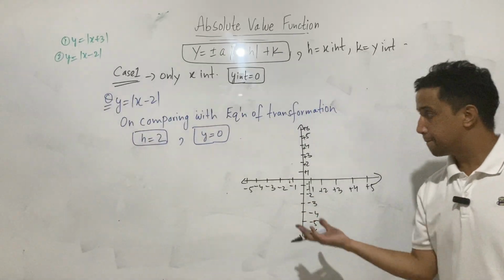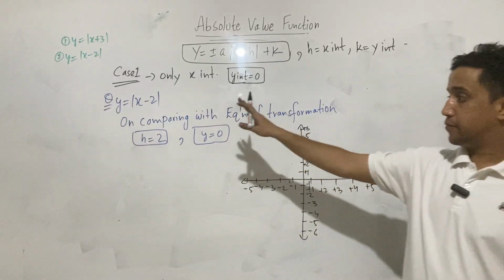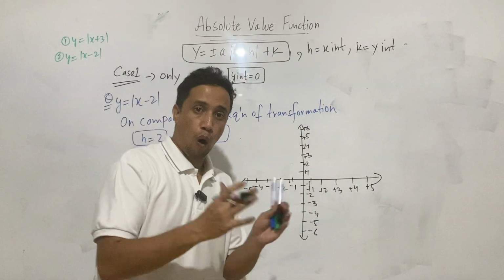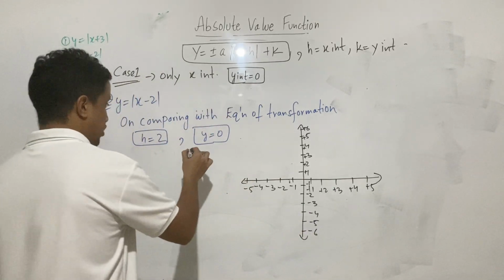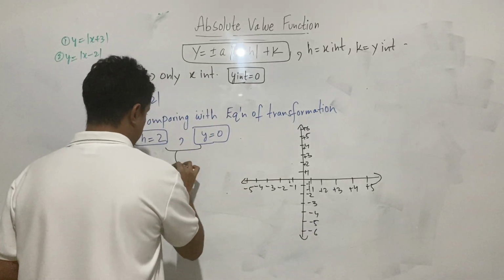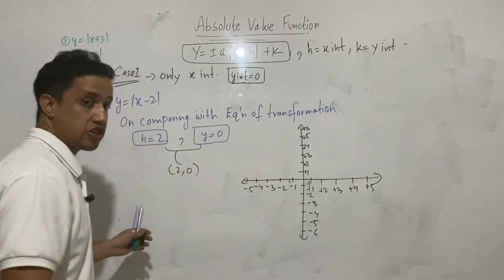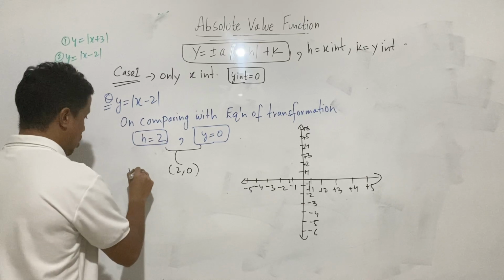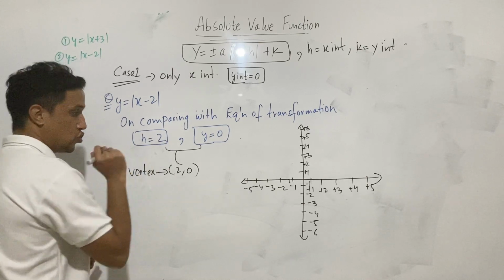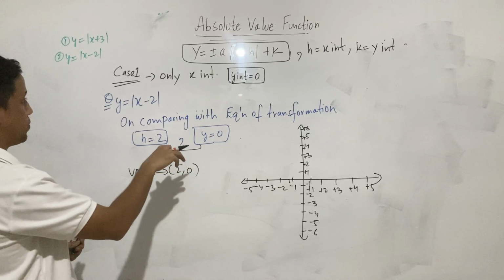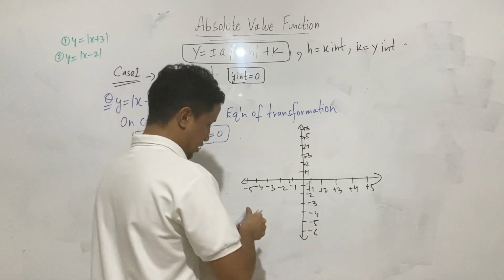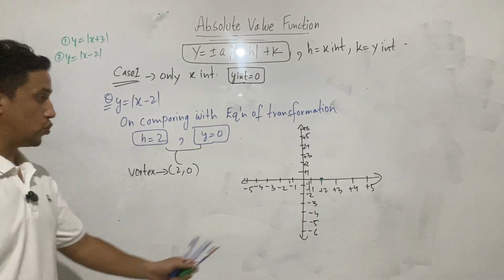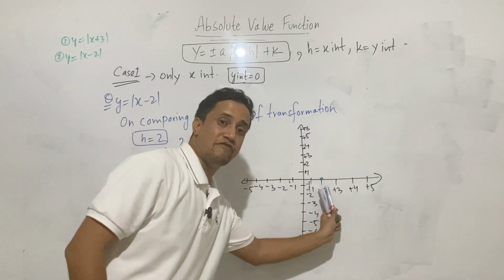Okay, now see here. Now my y-intercept is 0 and my x-intercept is 2. So if I have to write it in the form of an ordered pair, it's going to be 2, 0. Okay, in terms of ordered pair, it's going to be 2, 0. So it means that the vertex is going to be 2, 0. So where is 2, 0? This is 2, 0. So the vertex is going to be formed here.